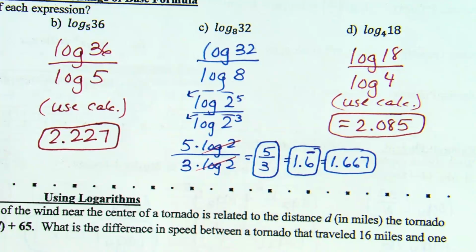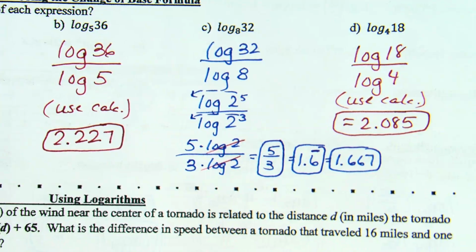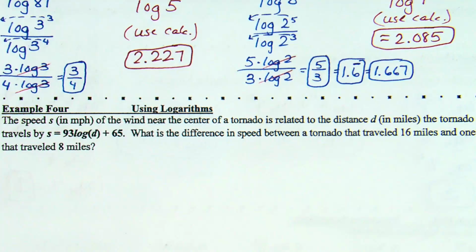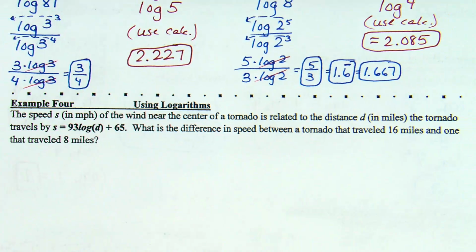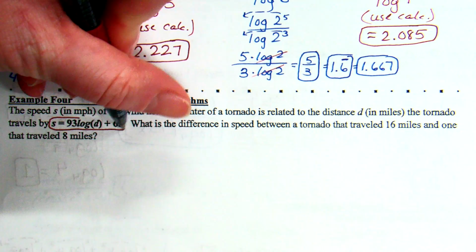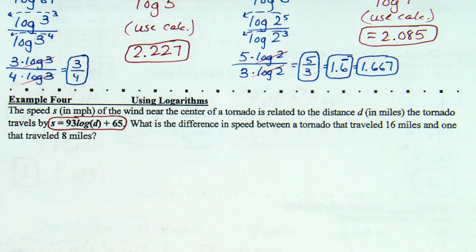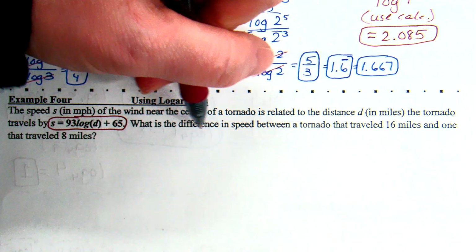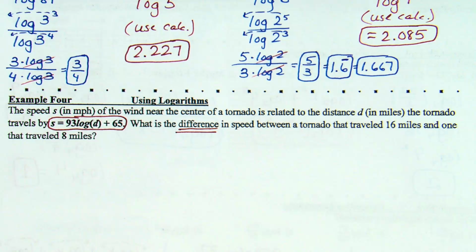Okay. One last thing, and that is this word problem here. And then I should get you guys some work time. Awesome. The speed S in miles per hour of the wind near the center of a tornado is related to the distance d in miles the tornado travels by. What do you guys see? Formula. S equals 93 log of d plus 65. What is the difference in speed between a tornado that traveled 16 miles and one that traveled 8 miles?